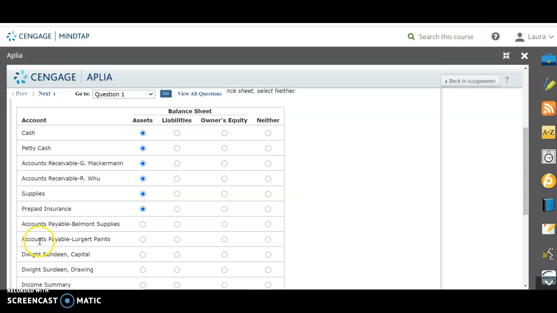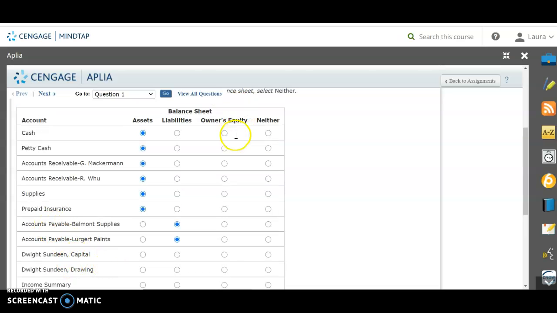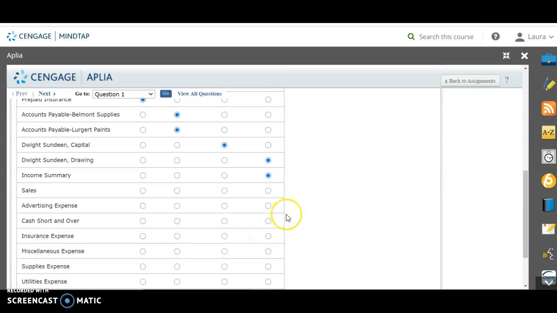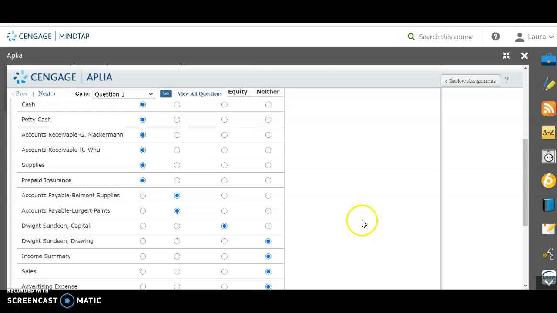Supplies and prepaid insurance are all considered assets. Then we have 2 liabilities. We know they're liabilities because they have the words accounts payable, so we're going to check those boxes. We know that Dwight Sundin Capital is owner's equity. And we know that the drawing is listed under the owner's equity. It affects the owner's equity, but it's the money coming out of the business by the owner, so this is going to be considered neither. Income summary is neither. And sales and the expenses are neither because we already listed those as revenue and expenses previously. So that's all we have to do for that step.